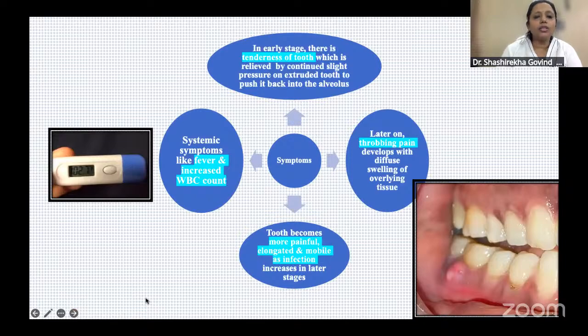Let's know what the clinical symptoms are, or what type of symptoms the patient comes with. In early stages, there is tenderness of the tooth, which is relieved by continued slight pressure on the extruded tooth to push it back into the alveolus. Later, the patient experiences throbbing pain due to development of diffuse swelling of the overlying tissue. The tooth becomes more painful, elongated, and mobile as the infection increases in the later stage. The patient usually presents with fever and increased WBC count on the blood CBC report.